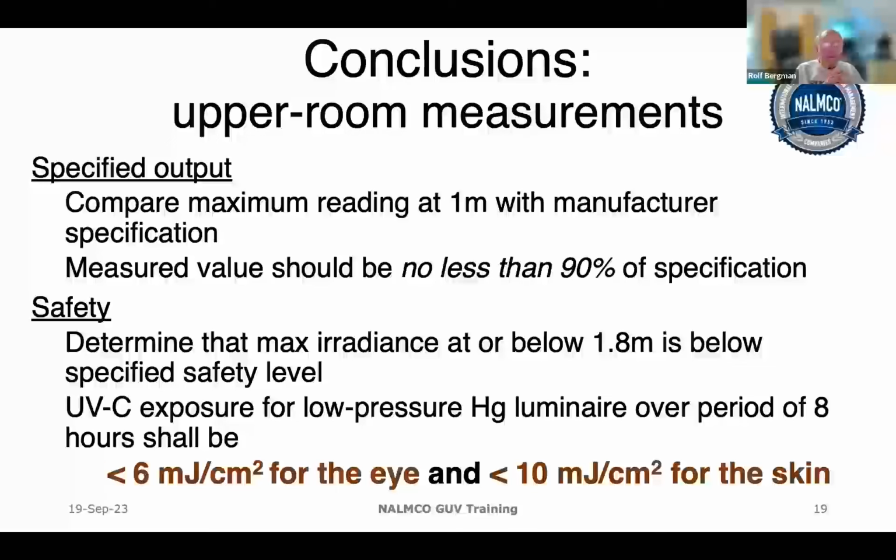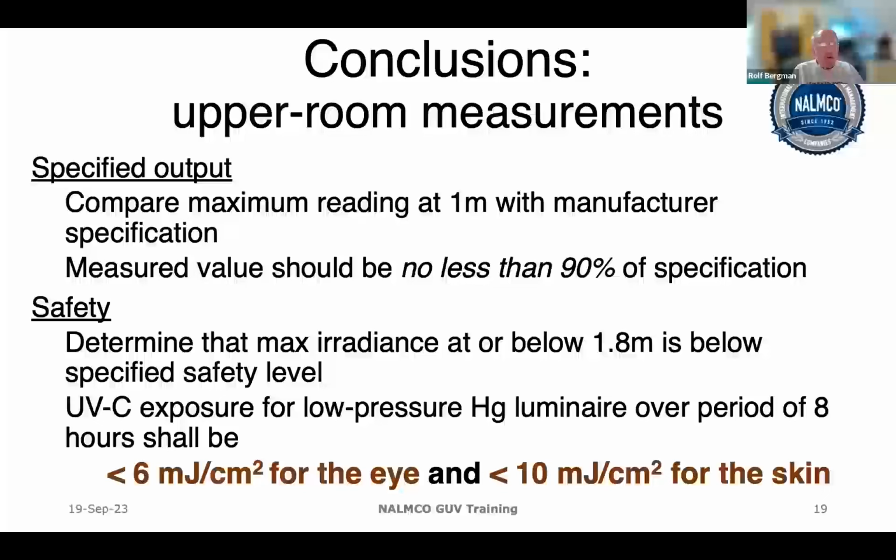Okay, we've talked about upper room measurements, and so I want to conclude and reiterate what we have done. We measured a specified output at 1 meter. Normally, there should be a specification with the luminaire of the reading at 1 meter from the manufacturer. You need to make sure that the reading you're getting is no less than 90% of that specified light output from the manufacturer. If it is, then I question how good the luminaire is.